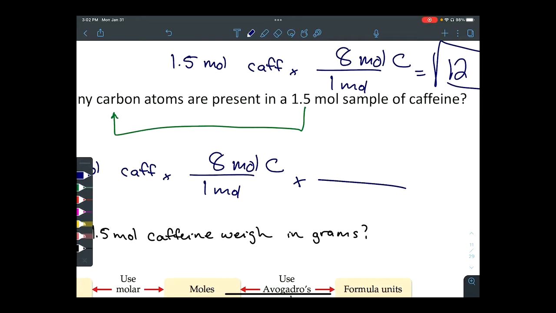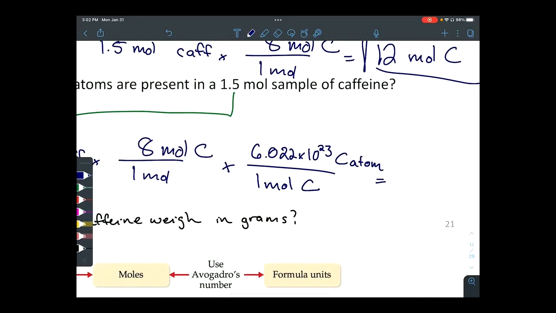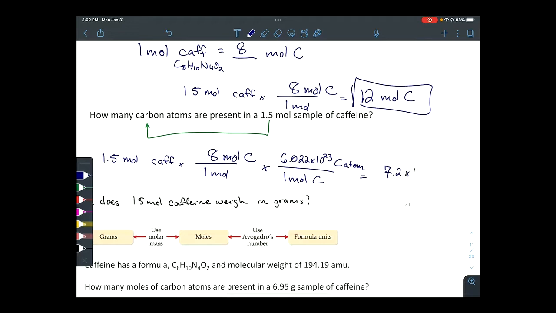I do not believe you will be given that number on the midterm. Did someone look at the supplemental sheet that you're given? I do not believe you're given it. So that is a number that you need to know. So 1 mole of anything, so in this case, we are considering moles of carbon atoms. So 1 mole of carbon is equal to 6.022 times 10 to the 23 individual C atoms. It's like me saying, okay, 1 dozen carbon atoms is 12 individual carbon atoms. And then when you cancel all those units, you will get some number, what is it? 7.2 times 10 to the 24 carbon atoms.